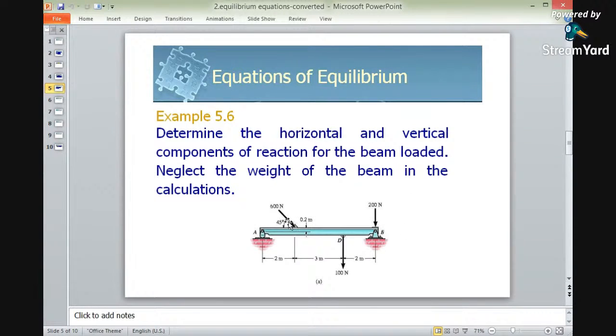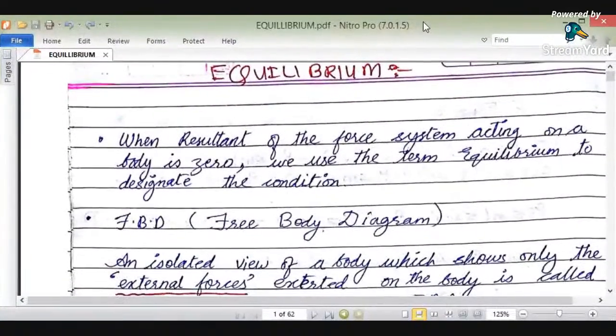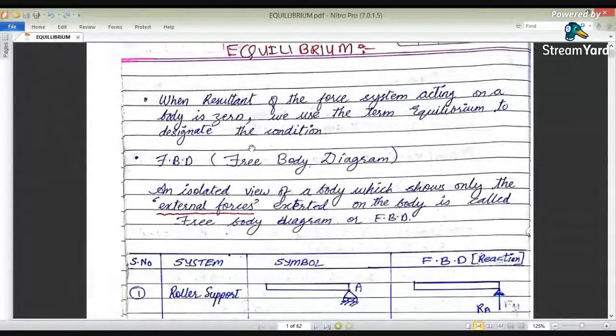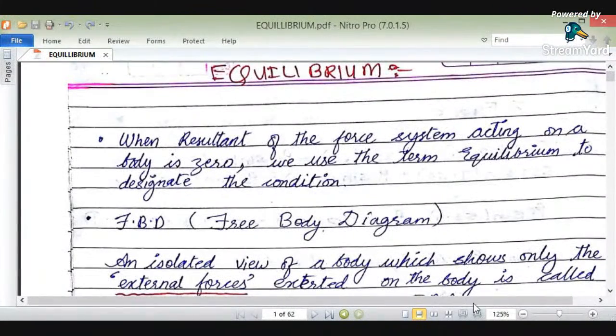So here is an example. First, we have to resolve these forces. First, we have to release this beam from the various support conditions, roller and hinge. But before that, we will have some more basics regarding engineering mechanics. We will solve some different problems related to engineering mechanics.